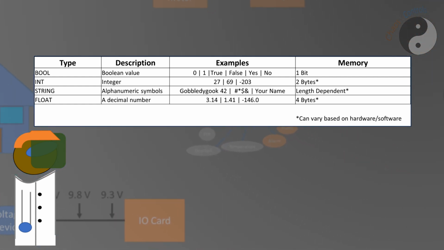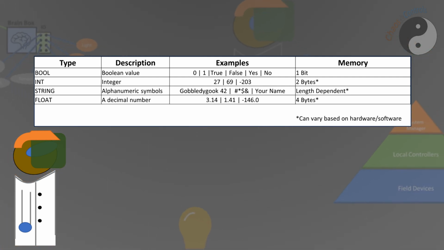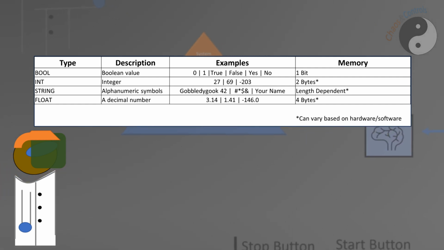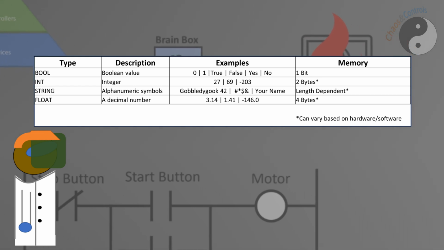If you want to do something the length of a paragraph or even a book, that could technically be a string, and so the amount of memory that you need is going to be wildly dependent on the type of hardware and software that you're using at the time.